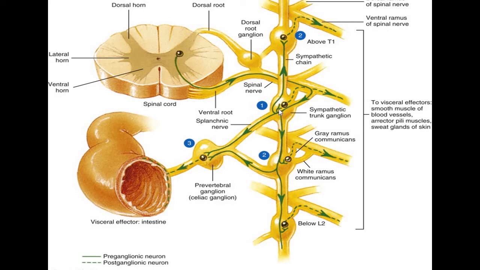Or it can ascend upwards and cause a synapse here, or it can go downwards and cause a synapse here, or from here it can go to the prevertebral ganglion and cause a synapse here, right? Also, we have seen one more method by which the sympathetic system can act. It can go and activate the adrenal medulla, right? So besides these three that we see here, there's one more thing, that it is activating the adrenal medulla and causing its effect.